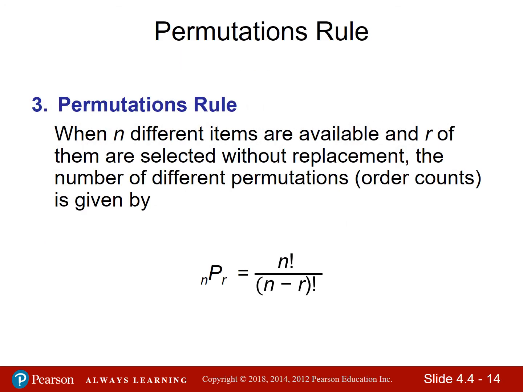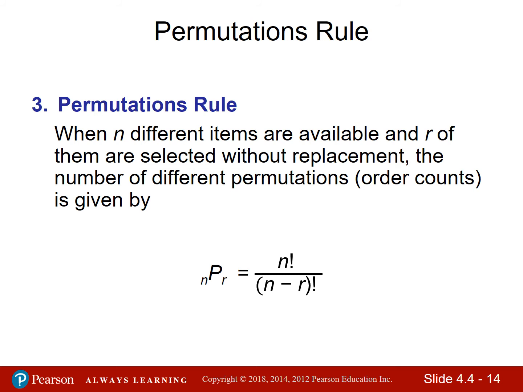Now, the formula for permutation, say when n different items are available and r of them are selected without replacement. So you have n items. For instance, you have 10 different students. And you are selecting 3 students out of those 10 students, to be first, second, and third, the first 3 students based on the grade. So we call it permutation because the order matters here.